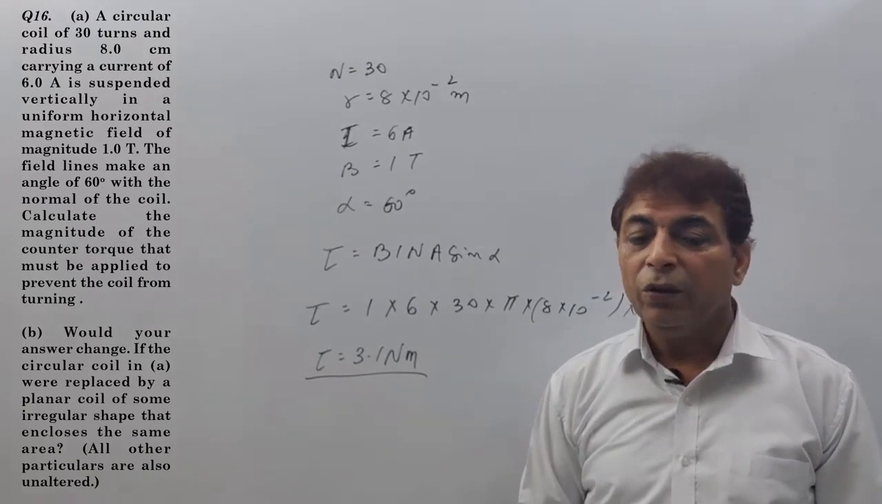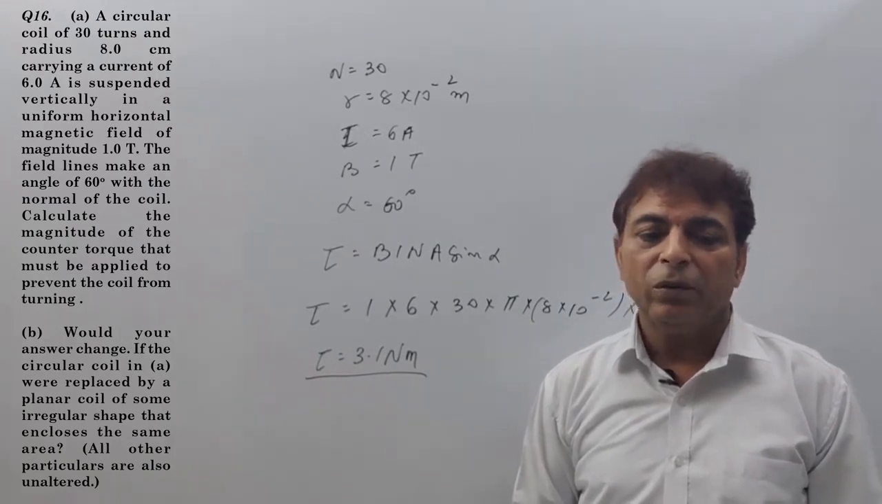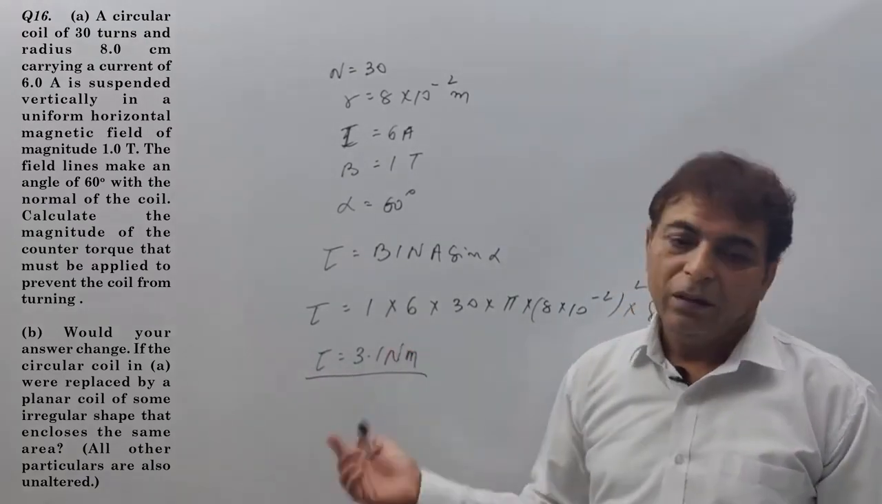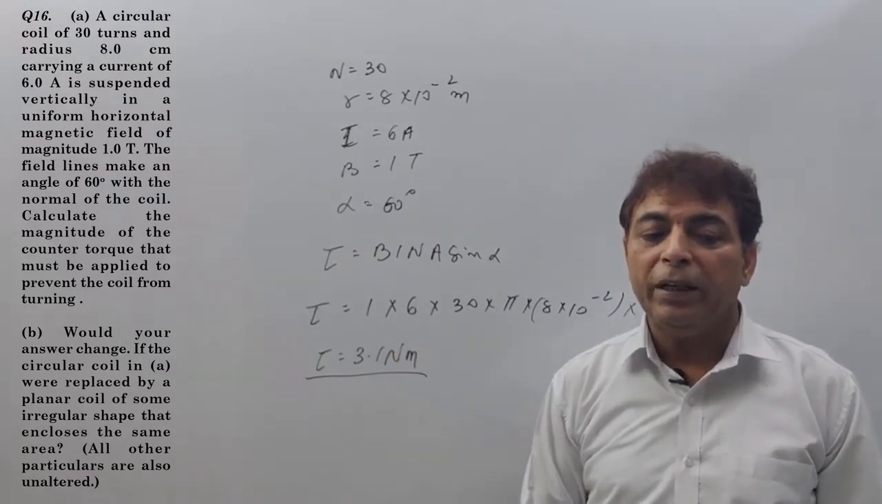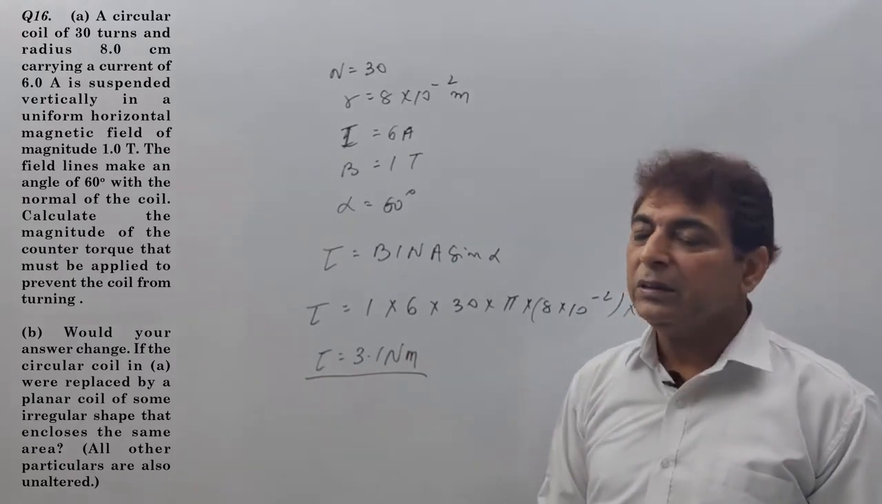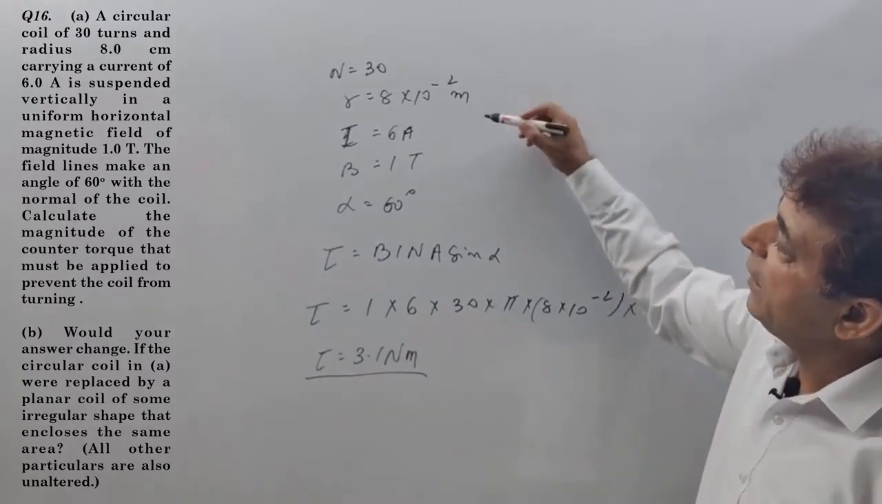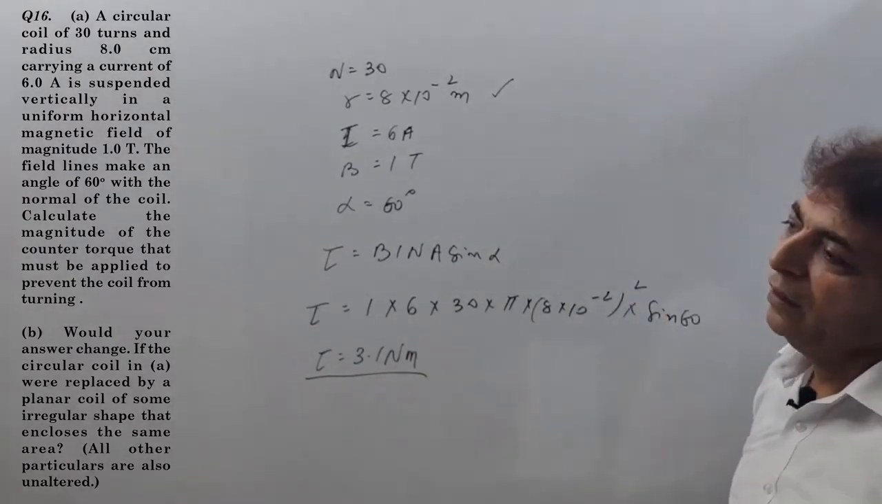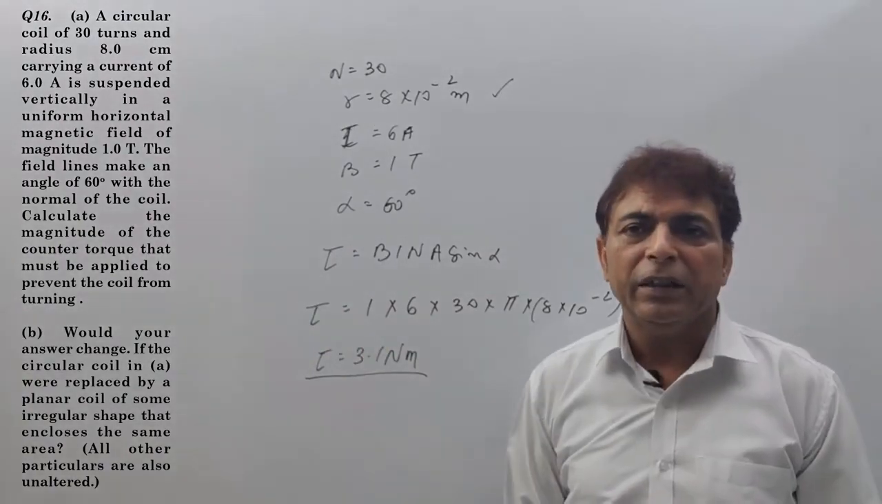Second part is, would your answer change if the circular coil is replaced by a planar coil of some irregular shape that encloses the same area? If the area is the same, we have already calculated the area from the radius.